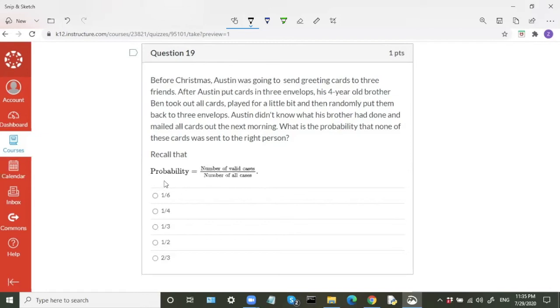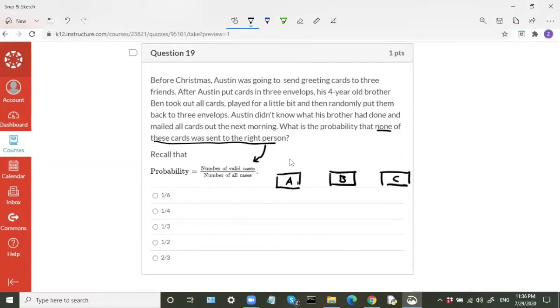First, let's recall what the probability is. The probability equals the number of valid cases, the cases you want to calculate the probability for, divided by the number of all the cases. Here the valid case is that none of these cards was sent to the right person. So let's see. Say these are envelopes: we have A, B, C.